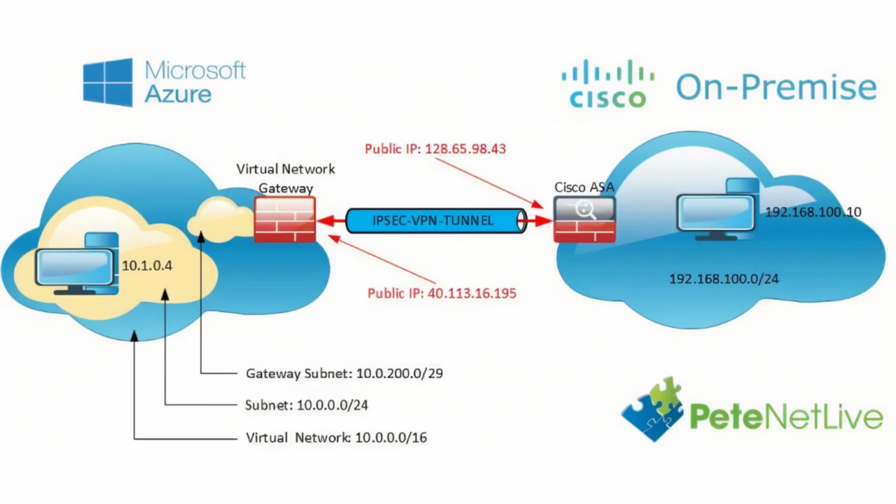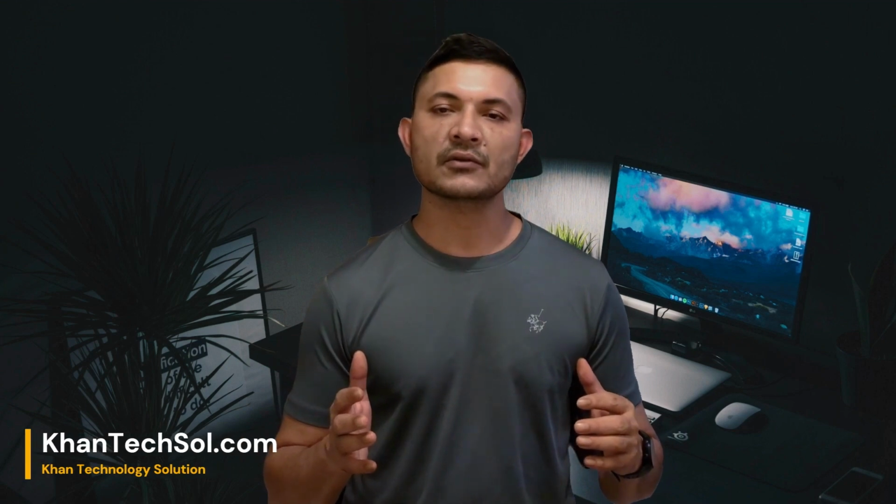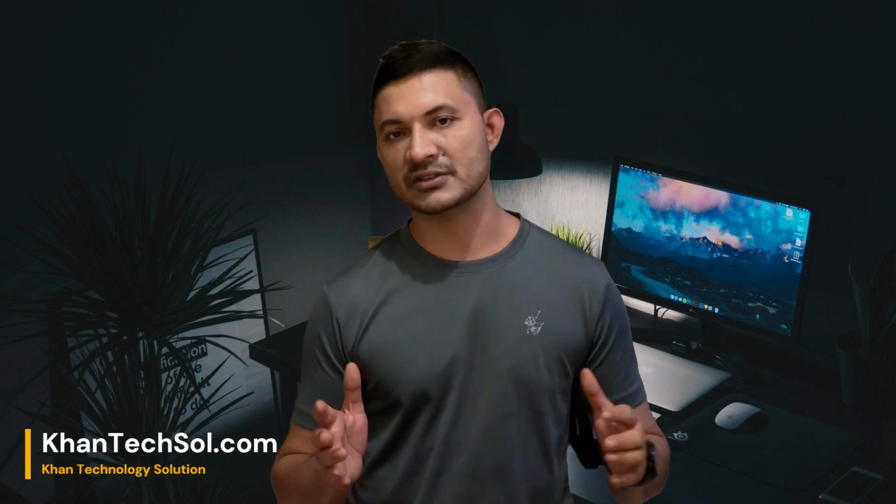In route-based gateways, IPsec tunnels are modeled as a network interface or virtual tunnel interface. IP routing, either static routes or dynamic routing protocols, decides which one of these tunnel interfaces to use when sending each packet. Route-based VPNs are the preferred connection method for on-premises devices. They're more resilient to topology changes such as the creation of new subnets.